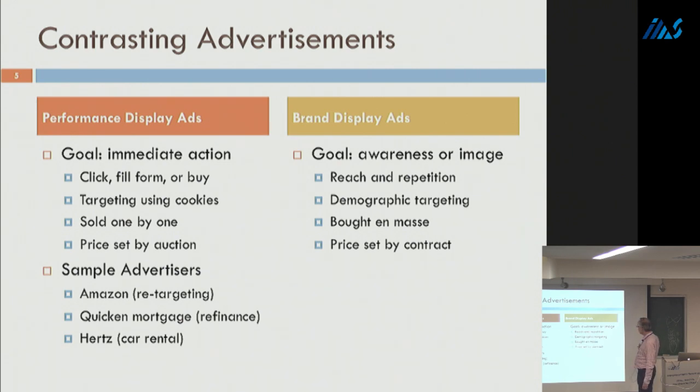I might target a particular demographic, since it's a children's movie. I might buy this en masse, and the price is typically set by contract, which is to say, instead of an auction, Disney buys a contract that with Yahoo they're going to show a million impressions.